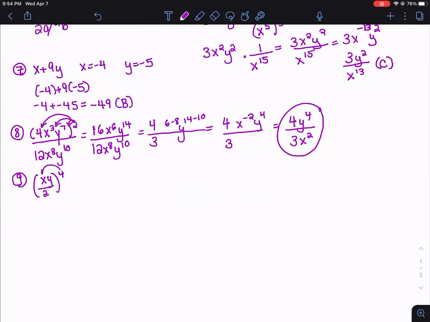For this one, you have to raise everything to the 4th power. So it's x to the 4th, y to the 4th over 2 to the 4th, which is 16. Many of you forgot to take 2 and raise it to the 4th. Not many, a couple of you.